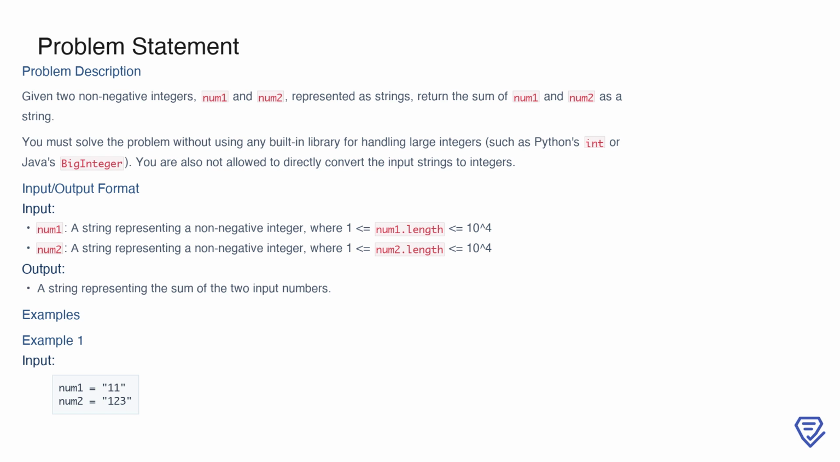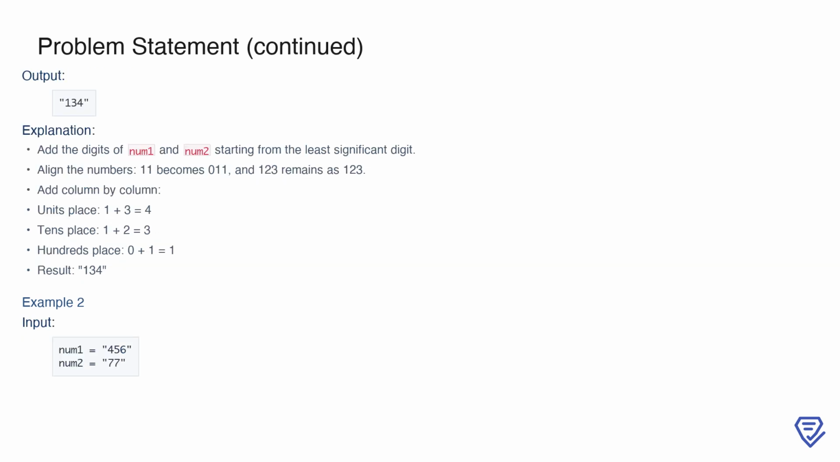The inputs to the problem are two strings, number 1 and number 2. These strings represent non-negative integers, and their lengths can range from 1 up to 10,000 characters. The output should also be a string that represents the sum of these two numbers. For example, if the inputs are number 1 equals 11 and number 2 equals 123, the output should be 134. Keep in mind that the focus is on manually performing the addition process, similar to how you would add two numbers by hand. The output for the first example is 134.